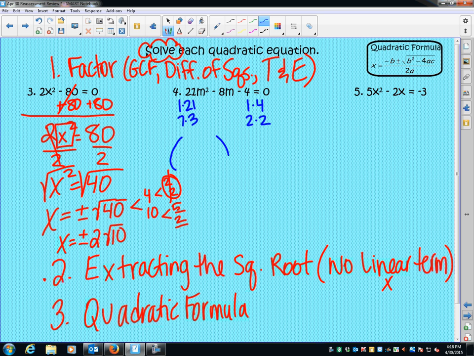And so then I am simply going to start trying things to see if they work. Okay? My intuition is telling me that 1 and 21 is probably not going to work just because 21 is a larger number. So I'm going to start with 7m and 3m.